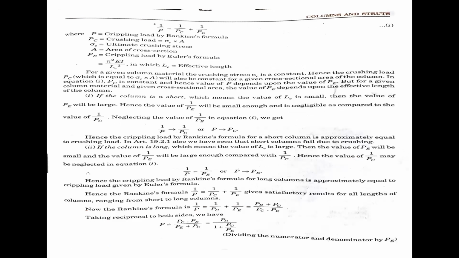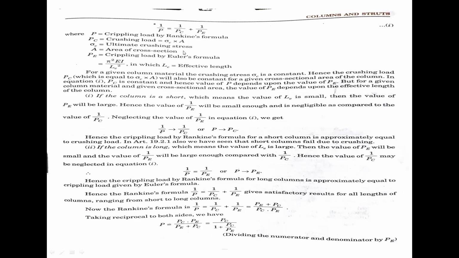Now equation 1: 1 by P equal to 1 by P suffix C plus 1 by P suffix E. This is equation 1. Here capital P is the crippling load by Rankine's formula. P suffix C equals the crushing load, which is area into sigma C.